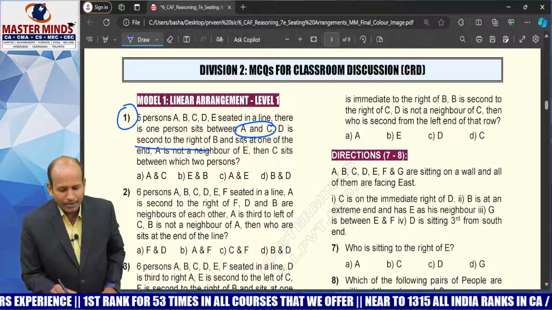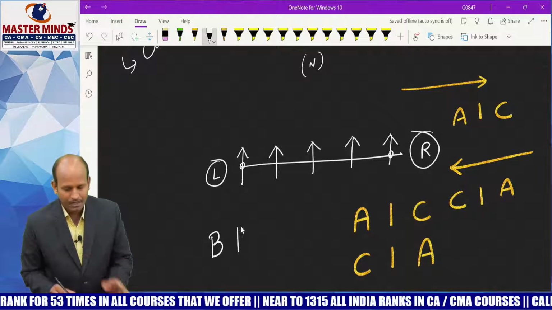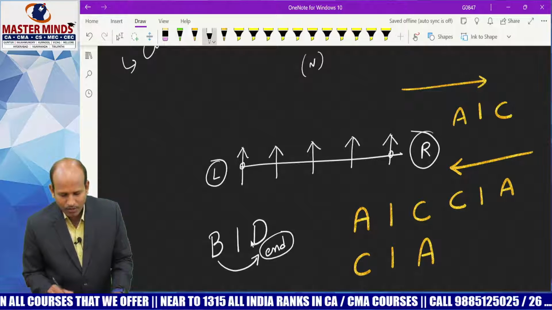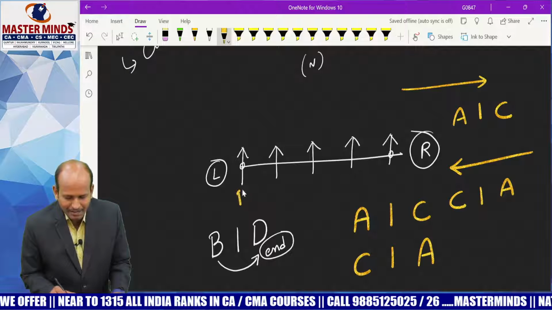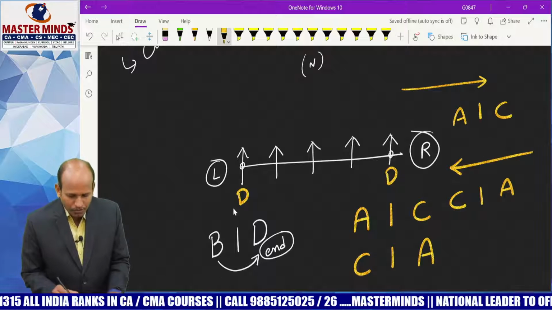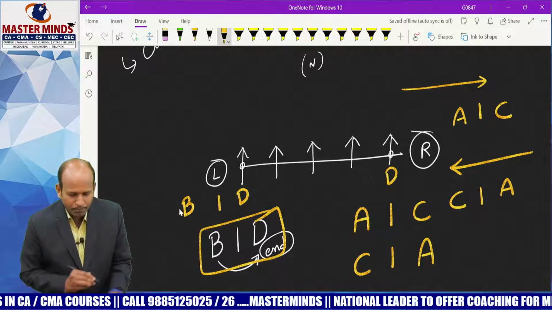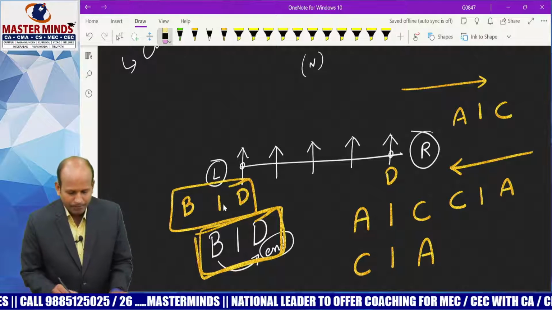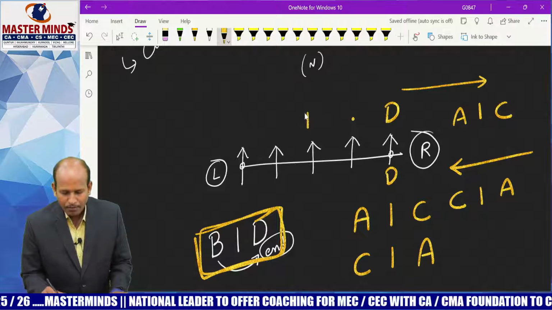D is second to the right of B and sits at one of the ends. D is second to the right of B. B, first right, that means our right side, second right, there is the letter D, and D sits at one of the ends. D can sit either at the left end or at the right end. But if D is placed at the left end, this arrangement is not possible. Why? Because D is one gap after B, that means B one gap D is not possible if you place D at the first place. So we place D at the last place, so that before it you can leave one gap and place B.